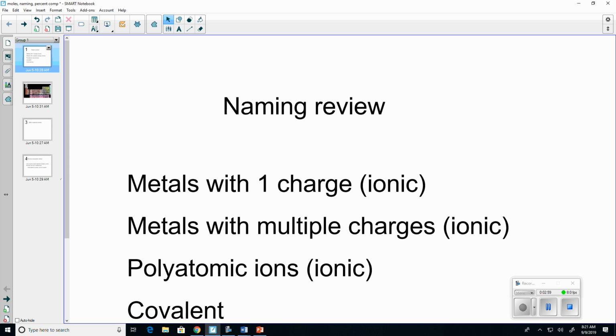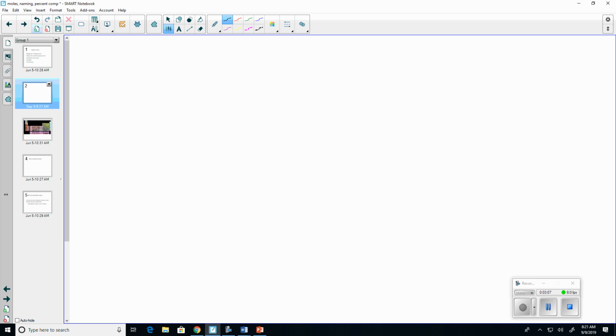That being said, I want to go over an example of all these different types of naming right now, just to remind you of how that works. So, for example, if I gave you the formula of Li2O, hopefully we would recognize that that's lithium oxide. Okay, we make the anion end in ide to show that it's combined with something else, but lithium only has one possible charge, so that's that.